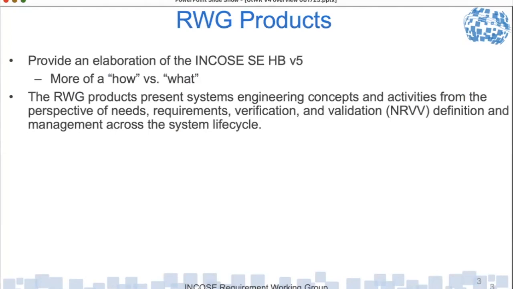It's more of a how versus what. When you look at the handbook for a given technical process, there's only room for maybe 2 or 3 pages. They talk about what needs to be done. Those technical processes that we have to deal with actually refer to the RWG products for further elaboration.